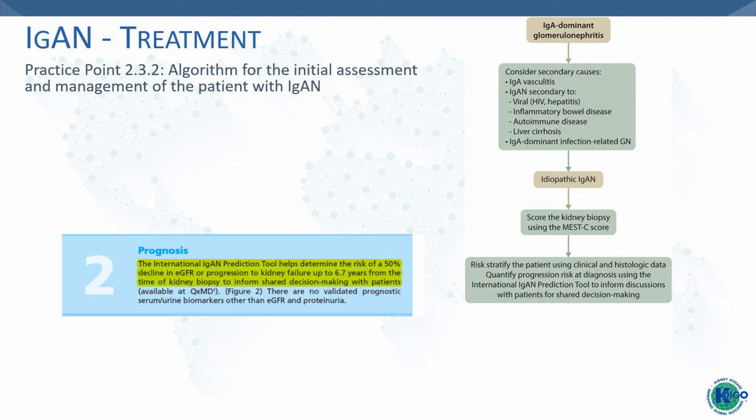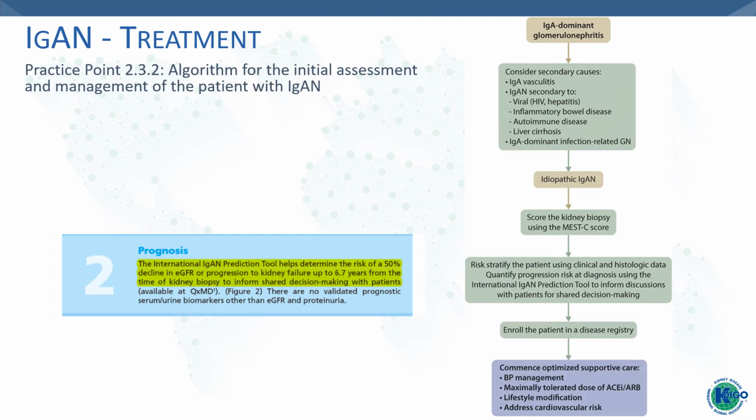This may affect your decision for treatment and the shared decision making with the patient regarding whether to use immunosuppressives or not, according to the risk of progression. And then, if there is a priority to involve your patient in a registry, this is fine. And finally, now you have idiopathic IgA nephropathy.